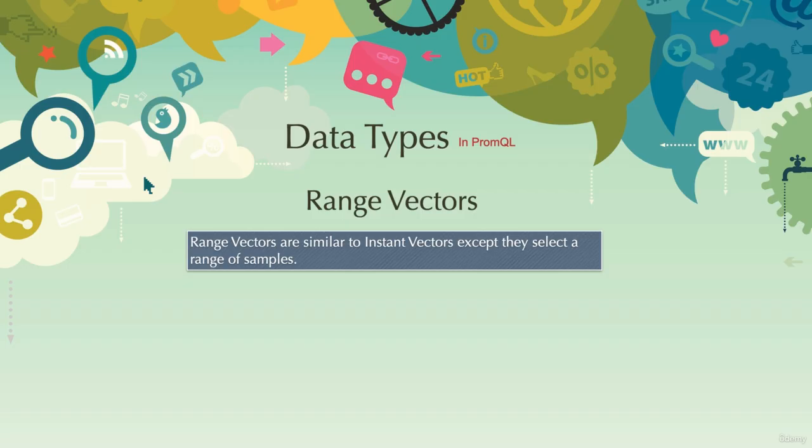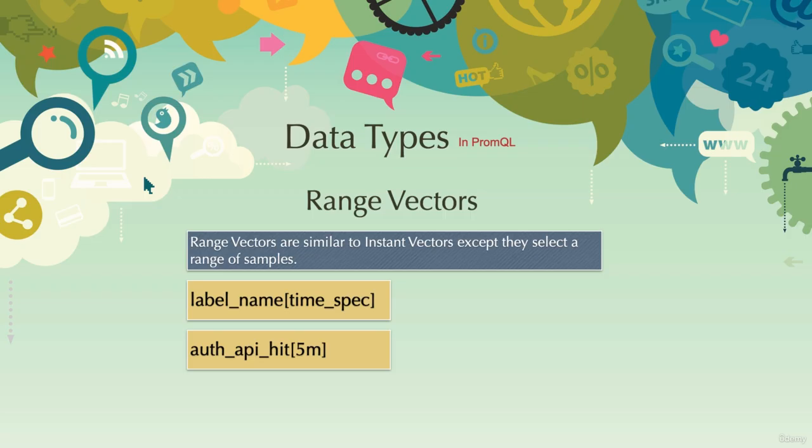However, instead of one sample, you get a range of samples. In order to apply the range, you have to apply a time range. For that, you use a bracket. So you open the bracket, you put the time, and then you close the bracket. For example, for the metric that we had, auth API hit, if you put 5M in the bracket, you are basically saying, I want a range of 5 minutes.